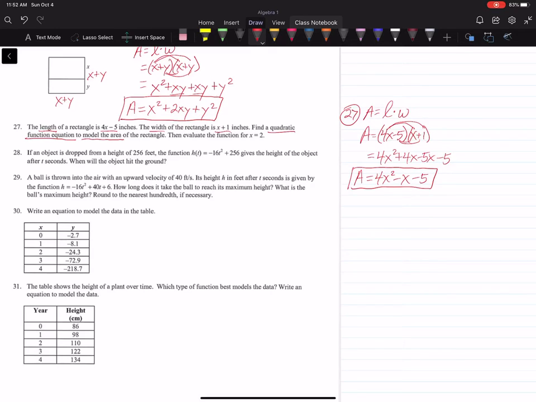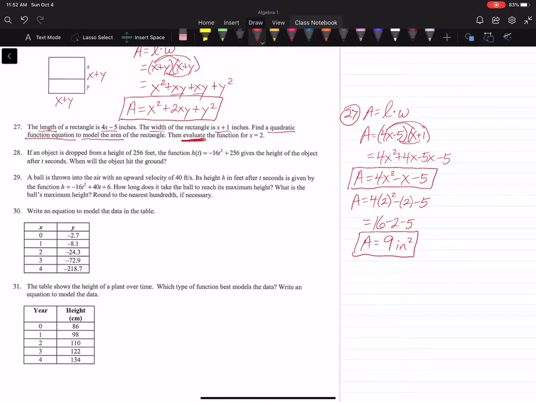And then they want us to evaluate it for x equals 2. So basically we just plug in 2 to figure this out. So 4 times 2 squared minus 2 minus 5. And always remember that evaluate word, that's just a fancy word for plug in. Okay, so this would be 4 times 4 is 16 minus 2 minus 5. So my final answer, the area would be, let's see here, 16 minus 7 is 9. And that is square inches because it was area.